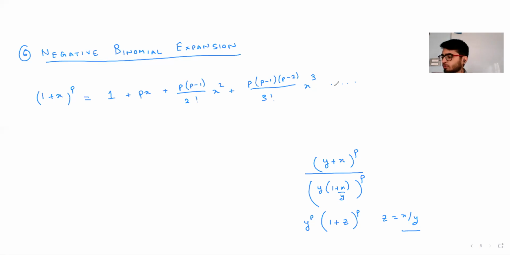And you can see how the terms are going to go on. Let's say if I want the 10th factorial term, the numerator will be p into p minus 1 into p minus 2, and so on, up to p minus 10. And this is an infinite series. It doesn't end, and this holds true for any value of p. Even if it's an integer, you will see that all the other terms will consequently become 0. So this is nothing but an infinite expansion.